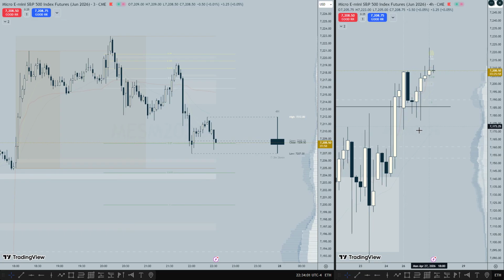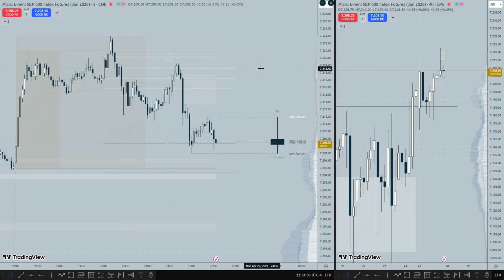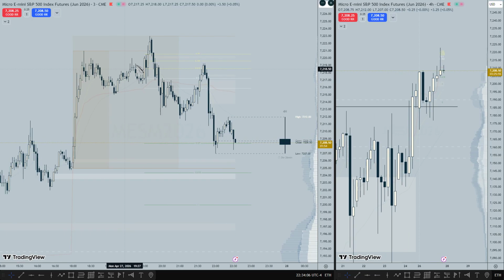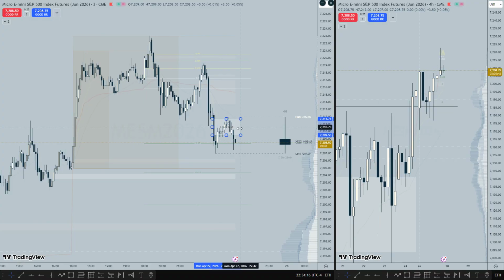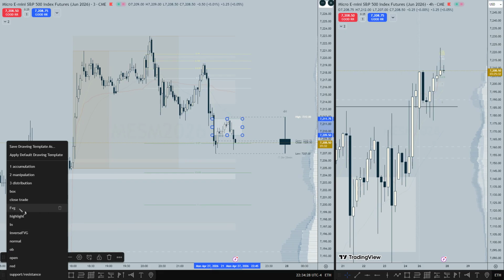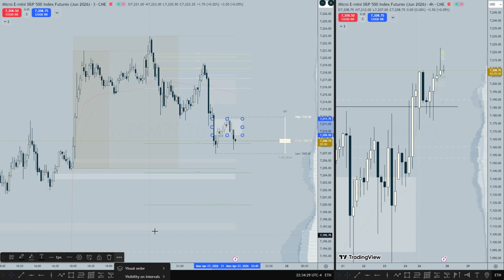So, yeah, we're on the 3-minute now. Like I said, I like this a little bit better than the 5 just because you can see more imbalances. I like to have 3-minute IFVGs because they tend to hit. This is a 3-minute bearish fair value gap that got respected. Same one I was talking about on the 15. It's the same exact area. Change this real quick.